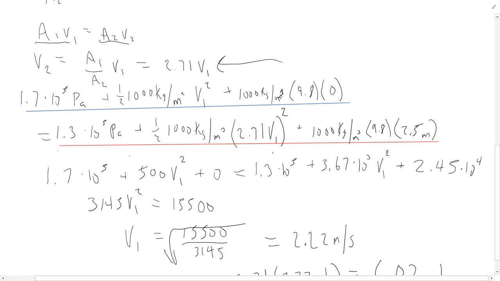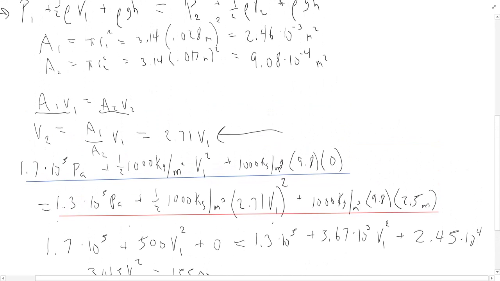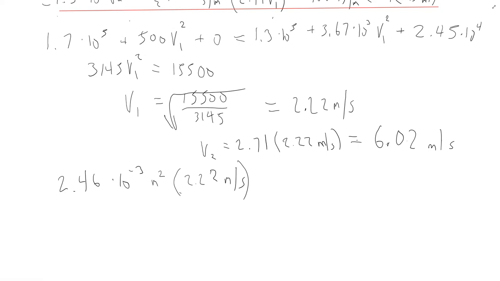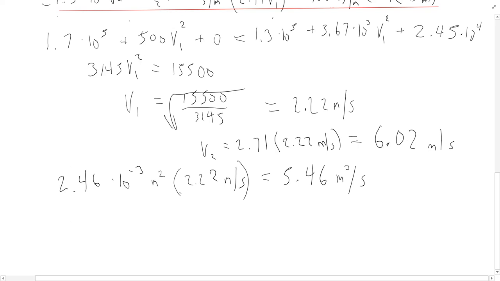I will just use A1 times V1. And A1 is 2.46 times 10 to the minus 3 square meters. The velocity at spot 1 is 2.22 meters per second. So you multiply those together, and you get 5.46. And then if you have meters squared and meters, that becomes meters cubed per second. 5.46 cubic meters of water per second flow past each point in that pipe.